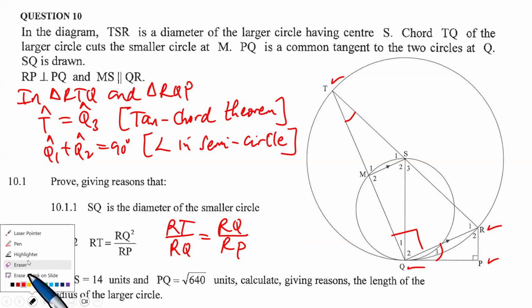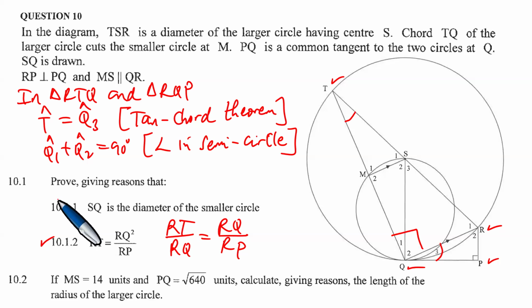Right, so the angle Q1 plus the angle Q2 is equal to angle P, which equals 90 degrees. Okay, so you have that this is 90 degrees. We have that this is also 90 degrees and this is 90 degrees.